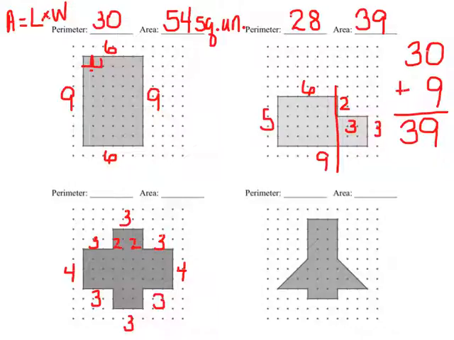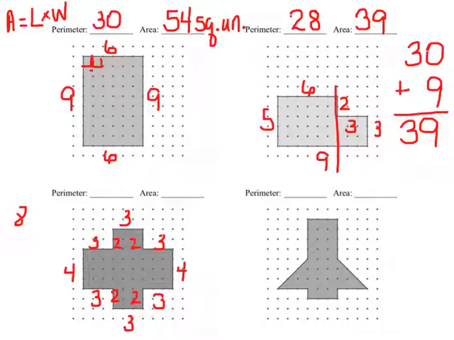And then I have a 2 down here, and a 2 over here. So now I need to add all of these sides together. Let's see how many 4's I have. I have 1 4, and there's a 4. So 2 4's would be an 8.